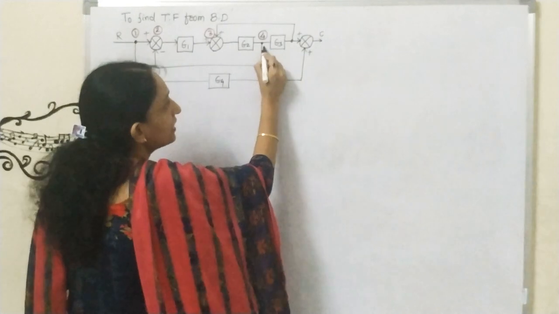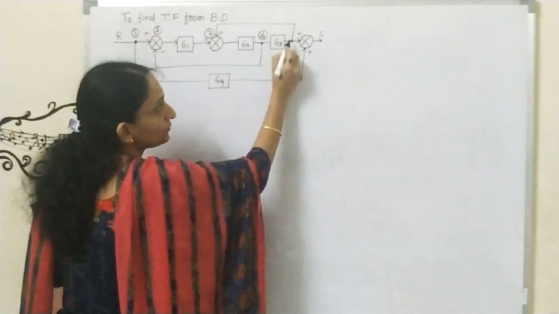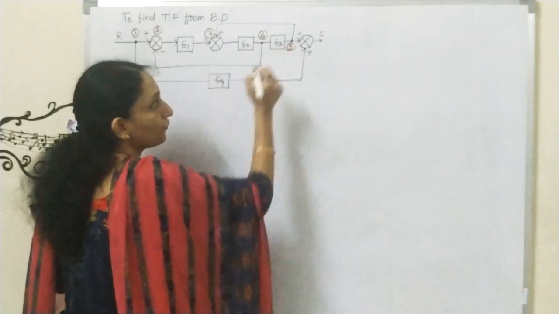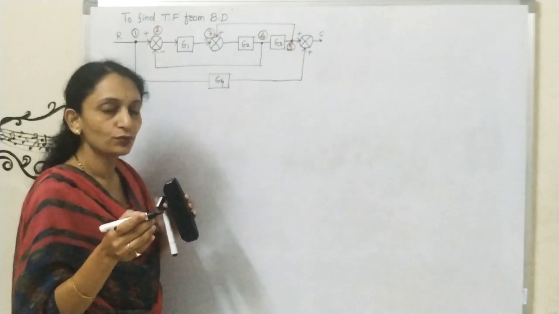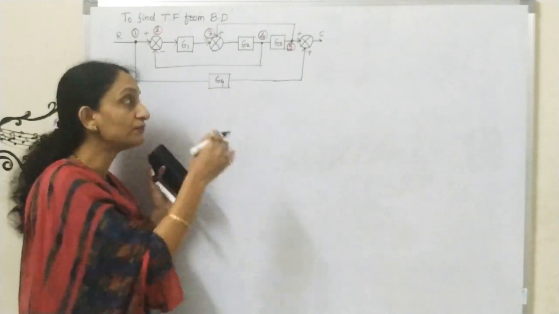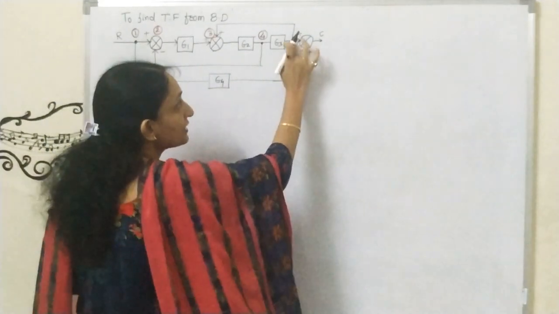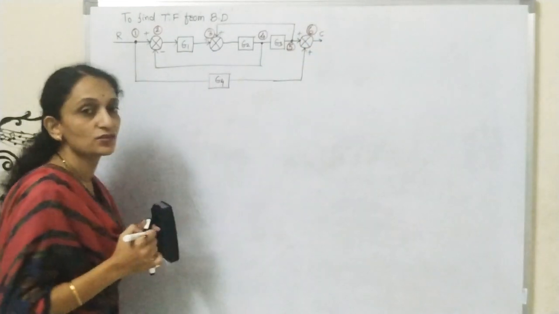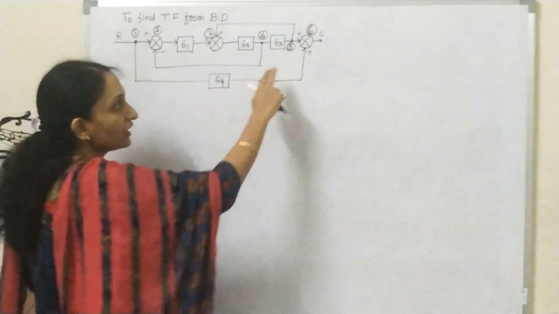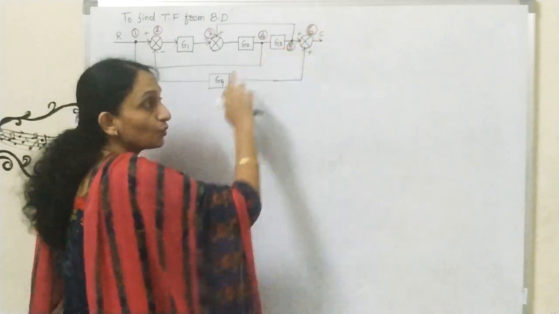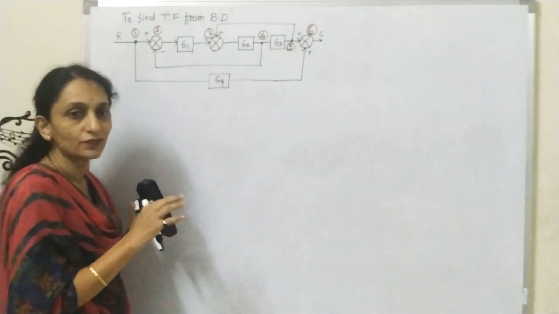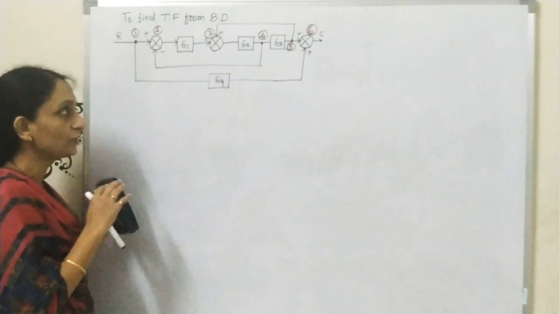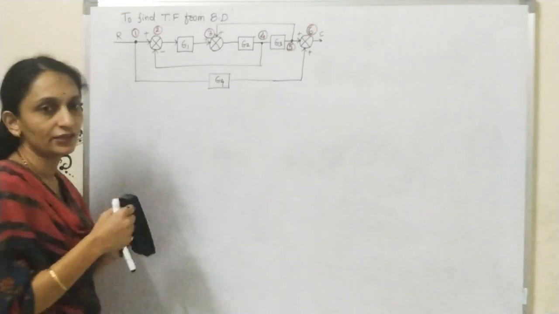Then next, this is node number 4, then a takeoff point, and I will consider this point as node number 5. Just now I told you, if the takeoff point is before the summing point, we consider these two nodes as separate nodes, so this is node number 6. In between 5 and 6, no gain is there, so we will consider a unity gain in between 5 and 6. I hope you got the concept for considering the number of nodes.